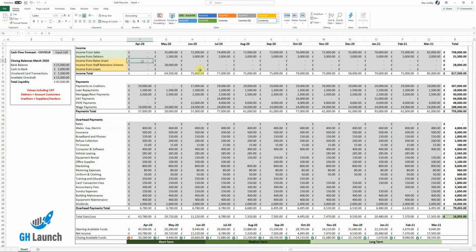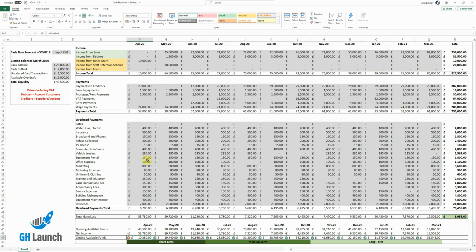Now, let's say this company is really lucky, and we get this grant in April. So we've received the £10,000 grant and the £28,000 furlough payment. So two assumptions here. Neither of these are guaranteed at this point, but you can see we're actually getting closer to managing our way out of this situation.